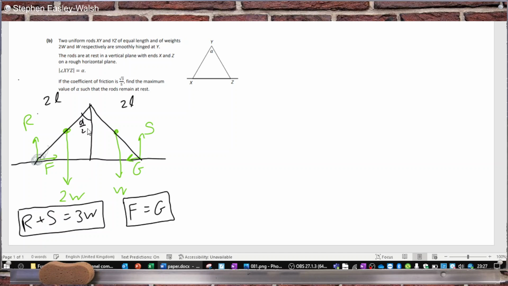That's an alpha over 2, and that's an alpha over 2, which means that distance there will be L sine alpha over 2 times 2W plus W times 2L sine alpha over 2 plus L sine alpha over 2, and that will equal 4L sine alpha over 2 S. Hopefully I did that right.